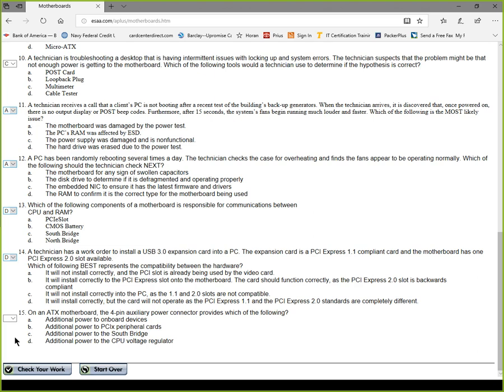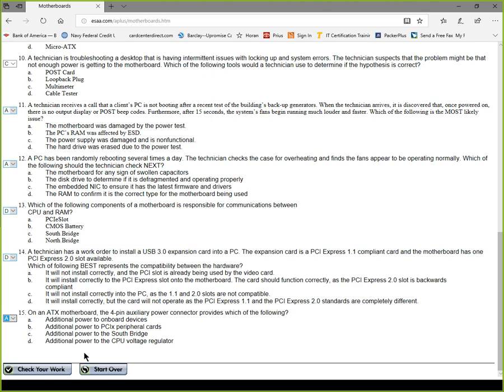On an ATX motherboard, the 4-pin auxiliary power connector provides which of the following? Additional power to onboard devices, power for the PCI-X peripherals, power for the South Bridge, or additional power to the CPU voltage regulator. We'll go with Louis, A.